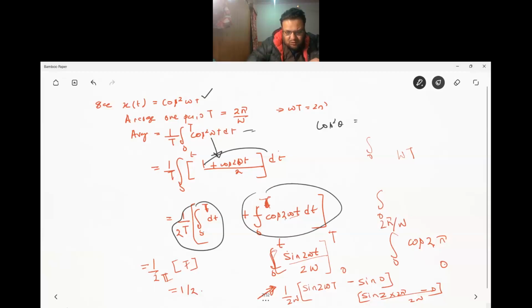Now, for this part, the integration of cos 2ωt is sin 2ωt by 2ω, evaluated from 0 to T. So you put in the value: what is ωT equal to? From here, ωT is 2π. So sin of nπ is 0, minus 0. So this part of the equation becomes 0. The remaining part is only this, which is half T times, okay, this would be T. So this is half. So any squared cos function would average half.